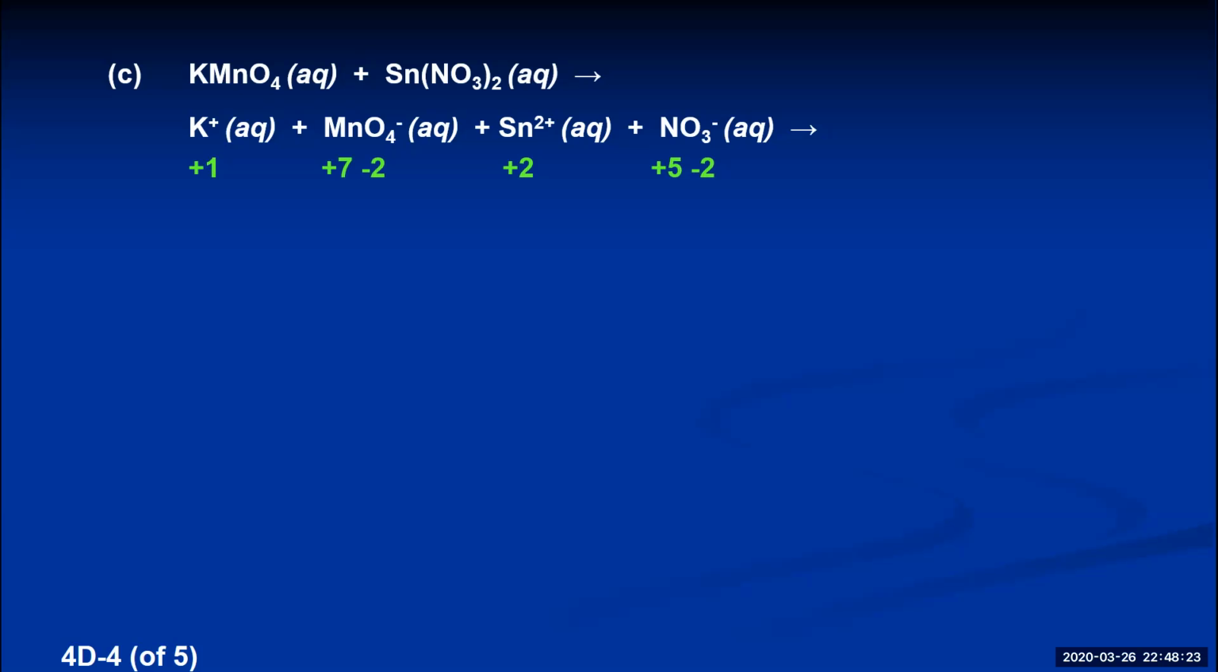Now, this reaction is occurring in a basic solution, so the permanganate ion actually gets reduced down to a +4 oxidation state, then precipitates out with oxygens.